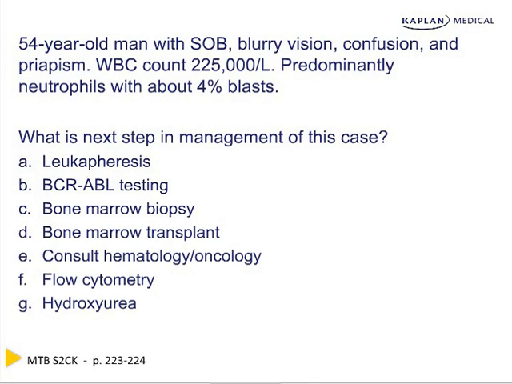Well, this person's symptomatic. They're short of breath. They have blurry vision. They're confused. The initial therapy for controlling the white count is leukapheresis.